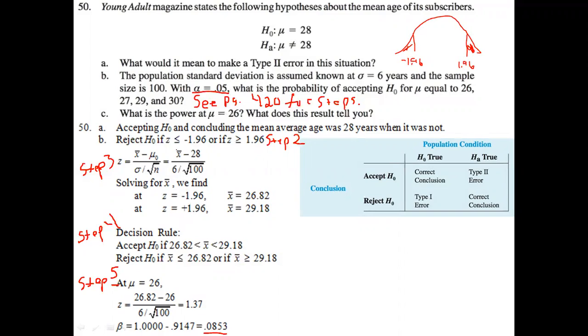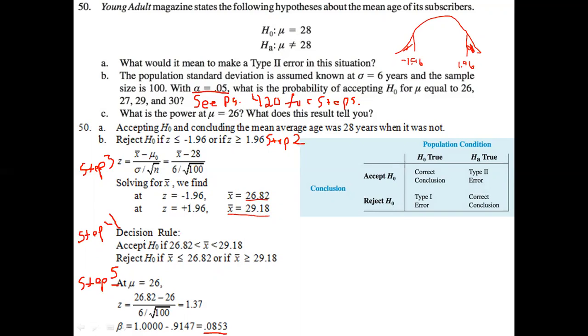So step 3, what does it say? It says use the rejection rule to solve for the value of the sample mean corresponding to the critical value of the test statistic. So this is our equation. Now we plug in everything we know. We know the z's, positive and negative 1.96. For negative 1.96, we plug that in, and everything else: x-bar minus the 28, divided by sigma of 6 divided by the square root of n, which is 100. We solve for x-bar, which gives us 26.82. Now if we plug in a positive 1.96 and solve for x-bar, we get 29.18.